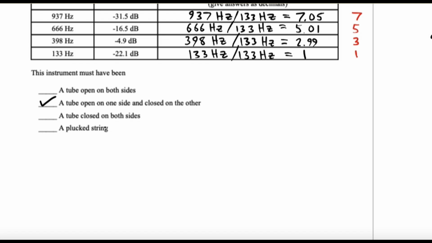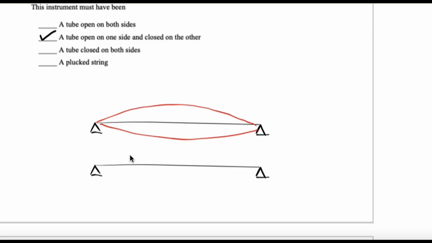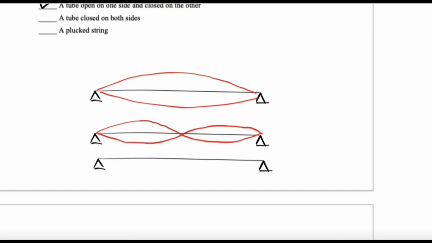And a plucked string, of course, has a potential of having an antinode in the middle. You could have this kind of football with a string. You can also have this kind where we have 2 footballs. And you could have 3 footballs. We saw that in the one lab. When we did standing waves, you actually looked at the physical footballs.